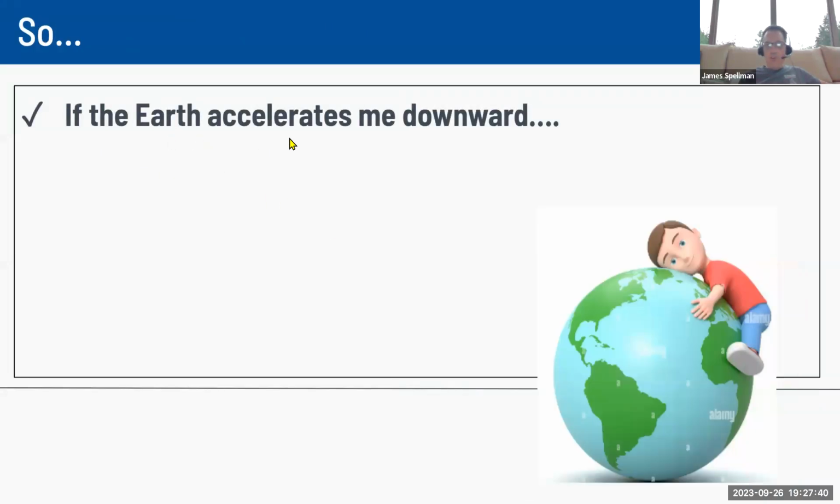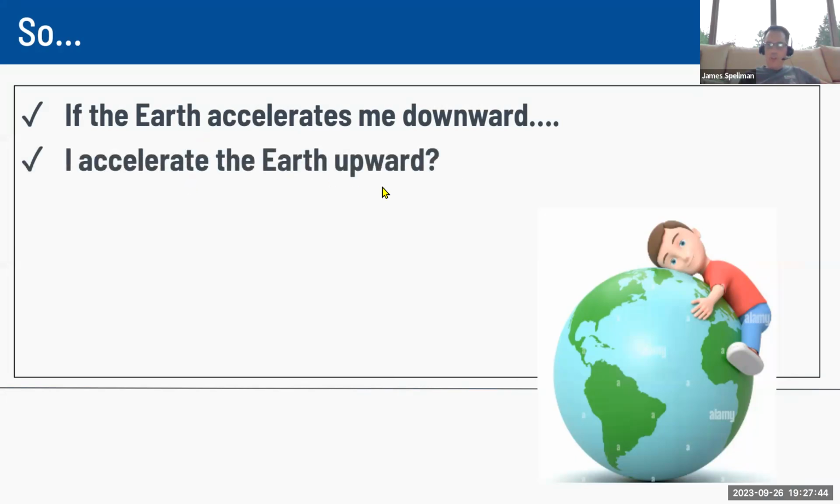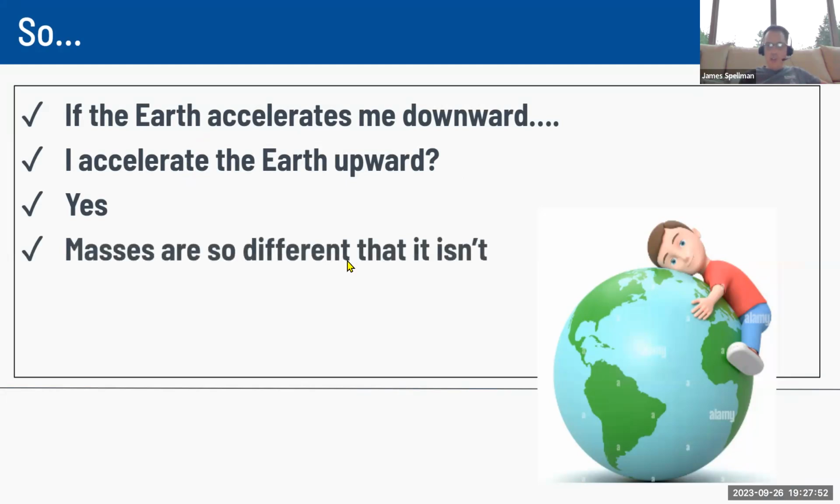So what about me and the Earth? Well, if the Earth accelerates me downward, doesn't that mean that I accelerate the Earth upward? Yep, sure does. So again, why do we not see the Earth accelerating upward? If I jump up off the ground, why doesn't the Earth rush up to meet me? Well, the Earth's a little bit bigger than we are. So again, with the Earth being so massive, it's going to experience a tiny acceleration. Compared to the Earth, we're really tiny, so we're going to experience a large acceleration.